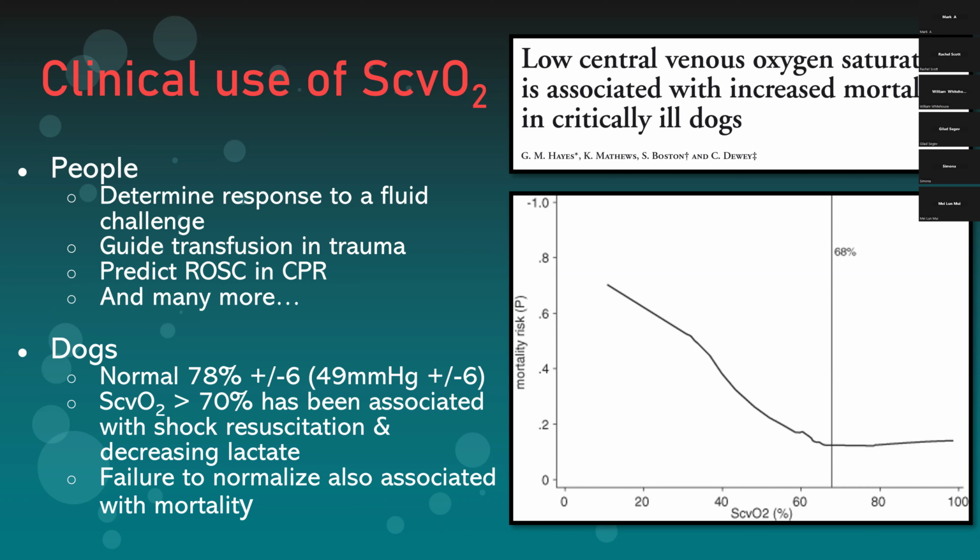And in dogs, we certainly have some evidence. This paper was published, I think in 2011, and this linked an initially low central venous oxygen saturation with increased mortality. And a little bit like lactate and lactate clearance, not just that a low initial level is bad, but if you fail to normalize during resuscitation, that's also associated with increased mortality.